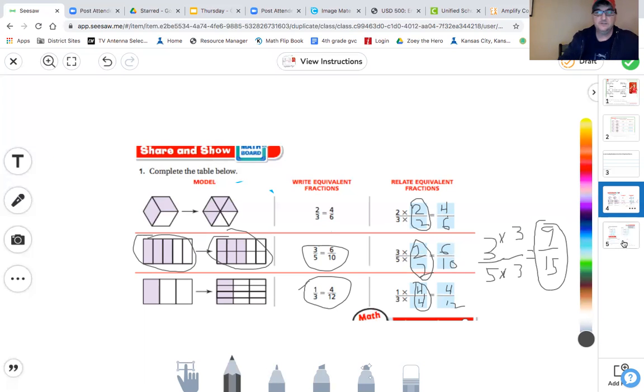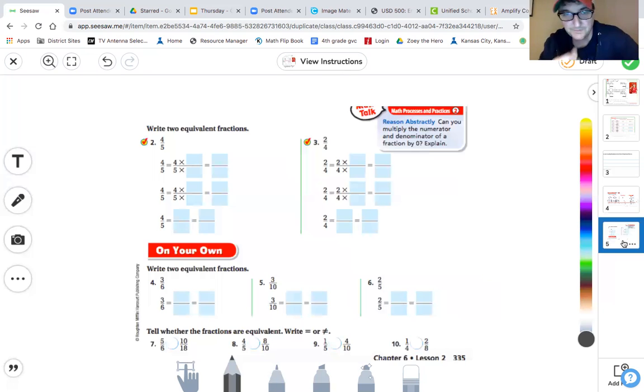All right, so let's look at this next page here. These directions are asking us to write 2 equivalent fractions. So they want 2 fractions that are equivalent to 4/5. Well, we can just choose any number we want. I'll choose 2. The key is you've got to multiply both the numerator and the denominator by that same number. So 4 times 2 is 8. 5 times 2 is 10. So we've got 8/10. That's an equivalent fraction to 4/5.